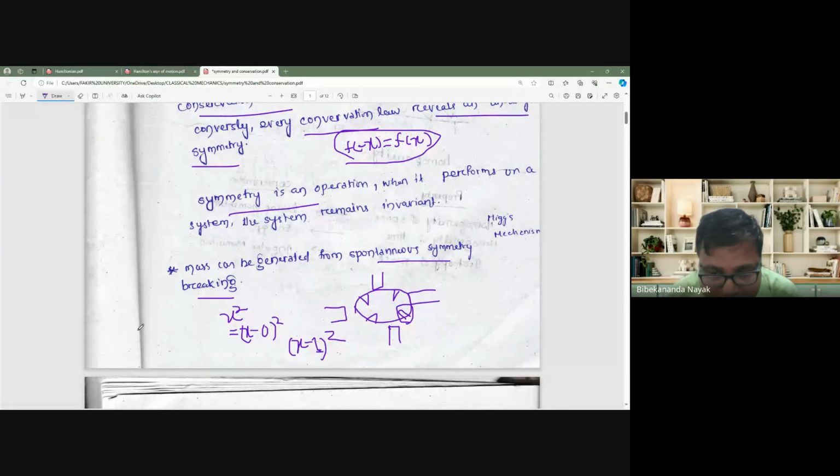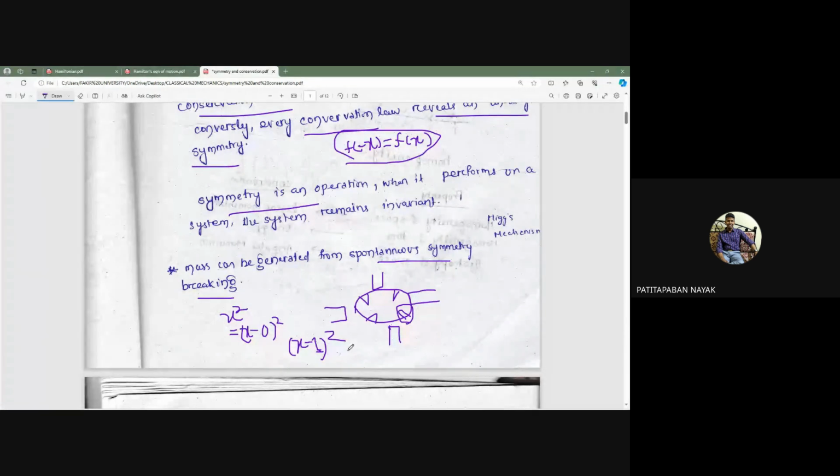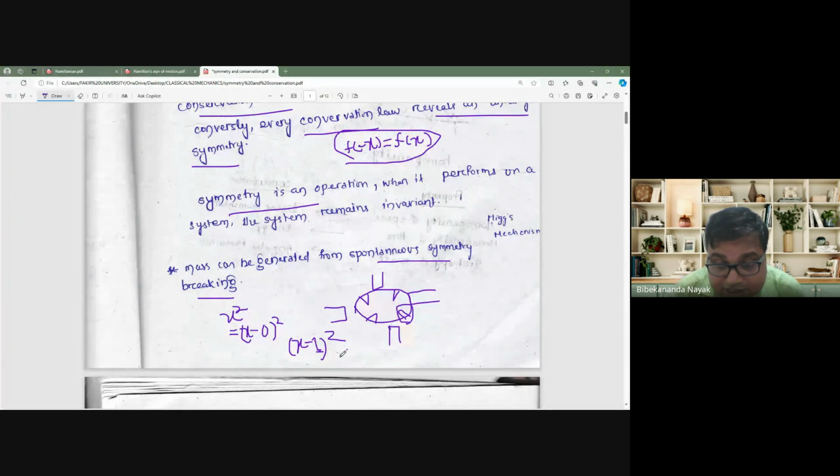So x minus 0 square, which is x square, is a symmetric function, because if you take f of minus x, you get the same value. What about x minus 1 whole square? It's not a symmetric function. Why? Because if you open it, x square minus 2x plus 1, an x term will come. So you can see, if you change 0 to 1, then there is a spontaneous symmetry breaking. This function is symmetric, but once its origin becomes 1, it is not symmetric. That is the mathematical way to say it: if the origin changes from 0 to 1, then symmetry breaks, which is spontaneous symmetry breaking. That type of physics you can see in the case of the Higgs mechanism.